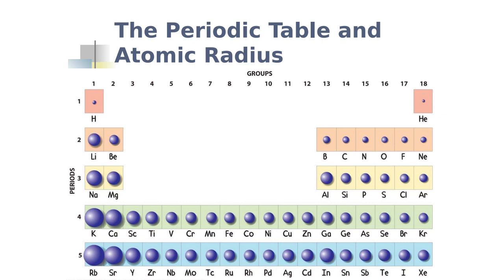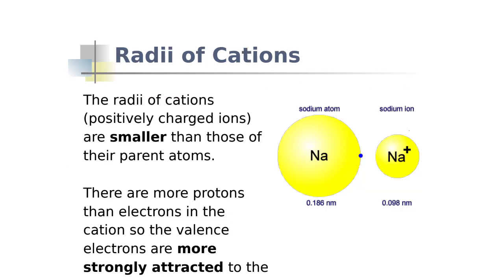Here's a nice visual of the trend of atomic radius across the periodic table. So you'll notice that it gets larger in size as we move down the groups of the periodic table. And as we move across a period, so we stay within the same row, the atoms get smaller, even though they have more electrons and more protons. But we understand there's a stronger electrostatic force.